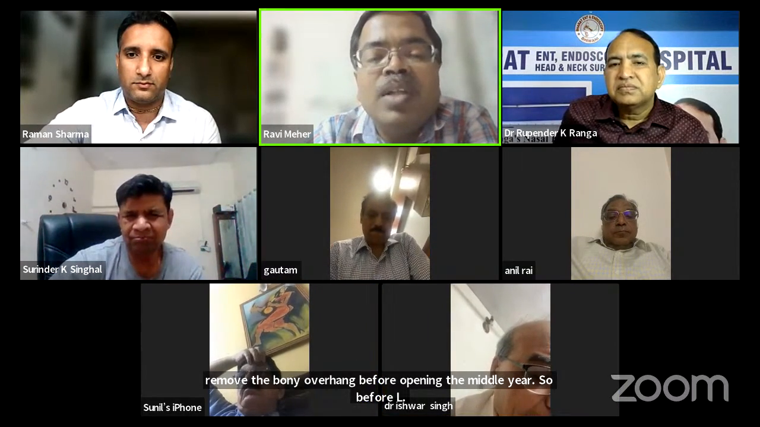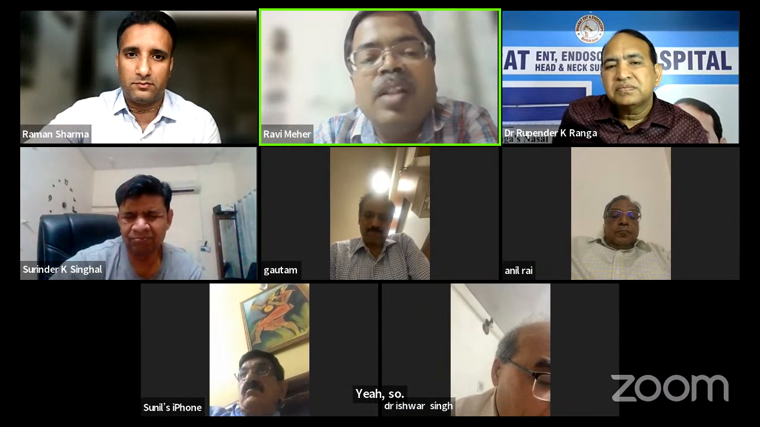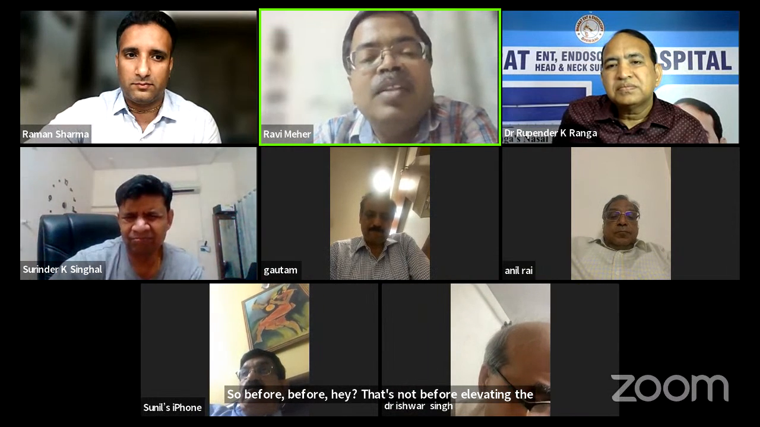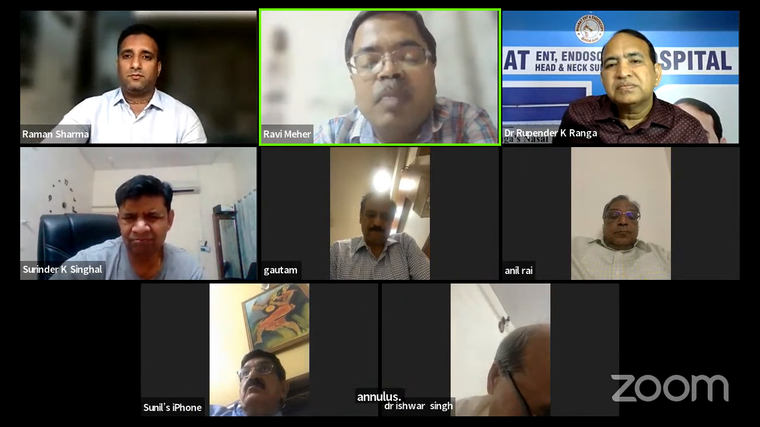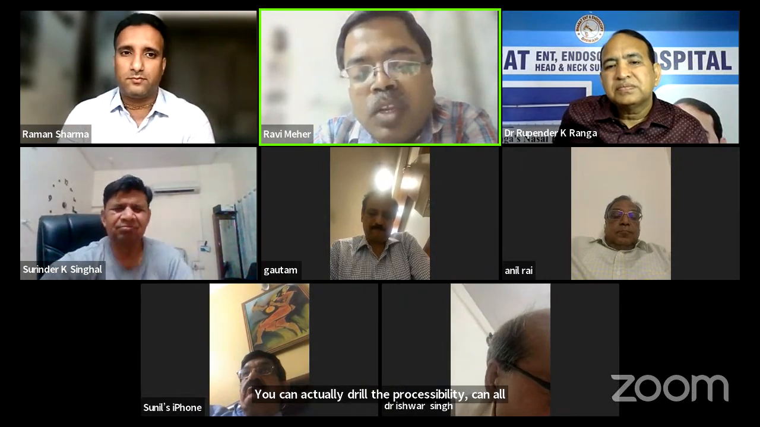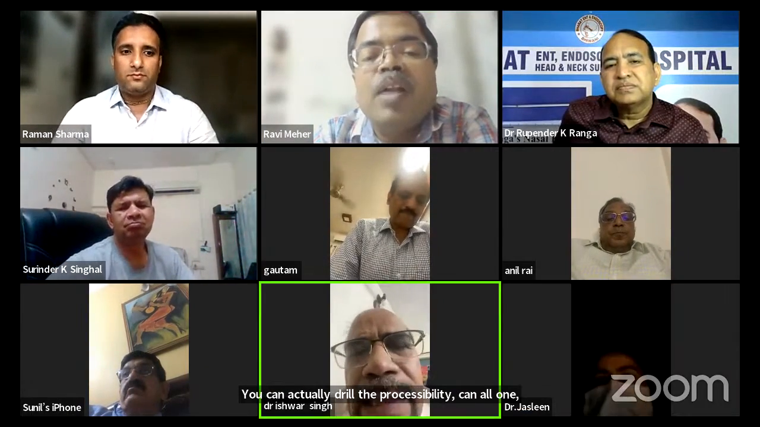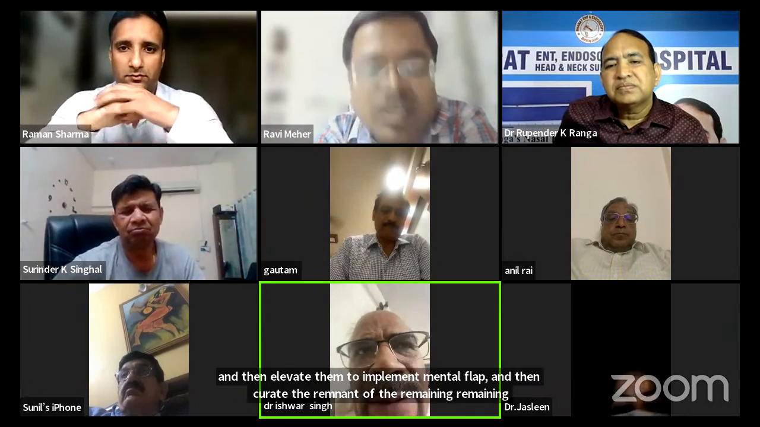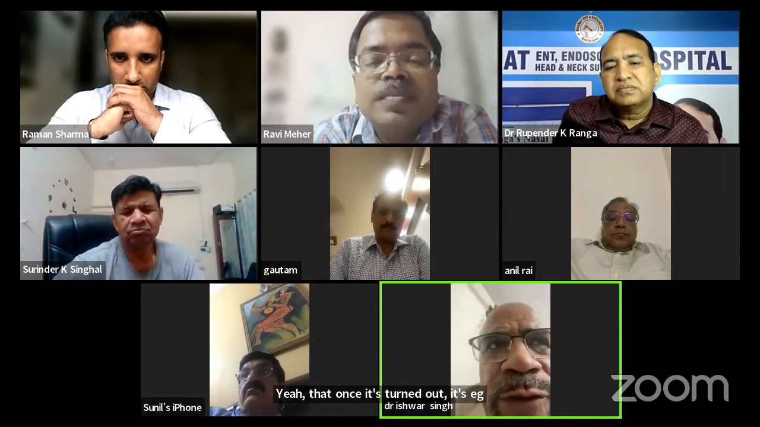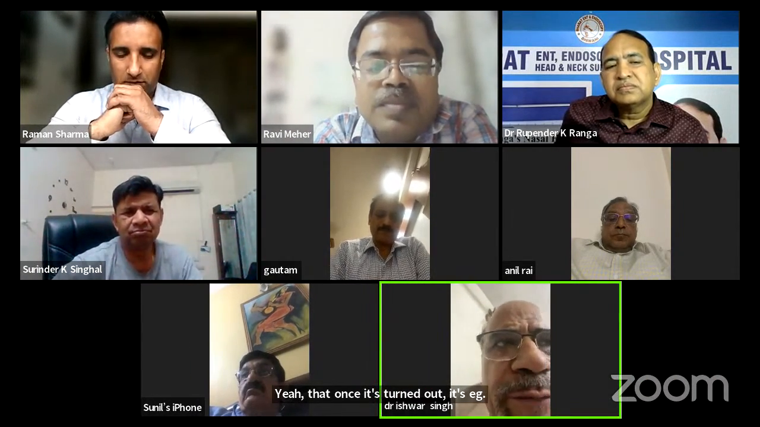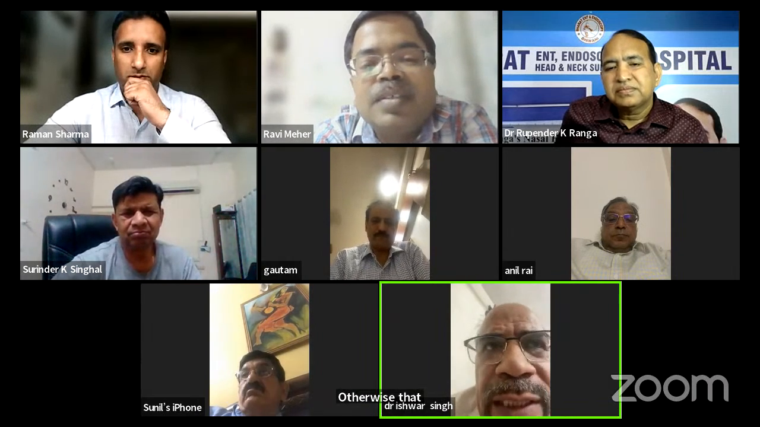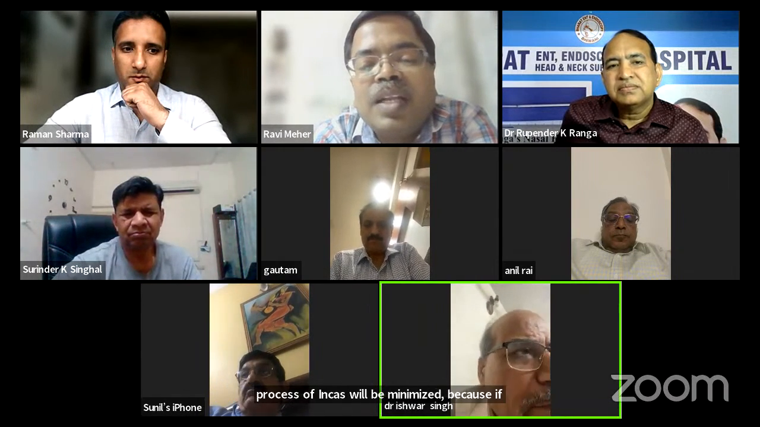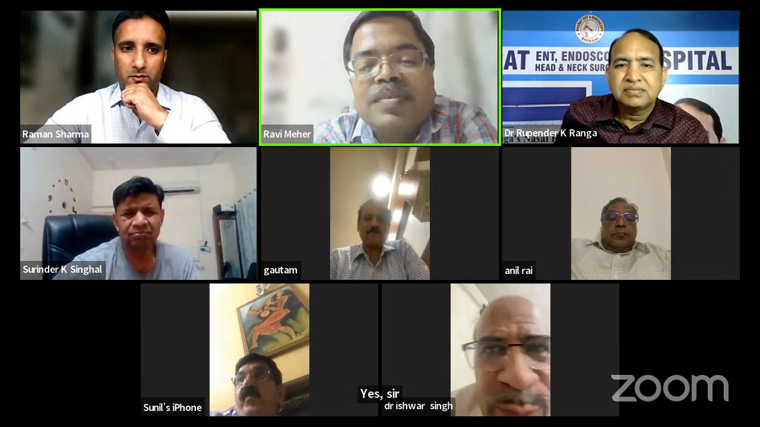Before elevating the annulus, you can drill the posterior superior canal wall and then elevate the tympanomeatal flap, and then curette the remnant. Once it's thinned out, it's easy, because otherwise the chances of dislocating your long process of incus will be minimized, because it will be thinned and you will not take a big bite. Right, sir. So over to you again.